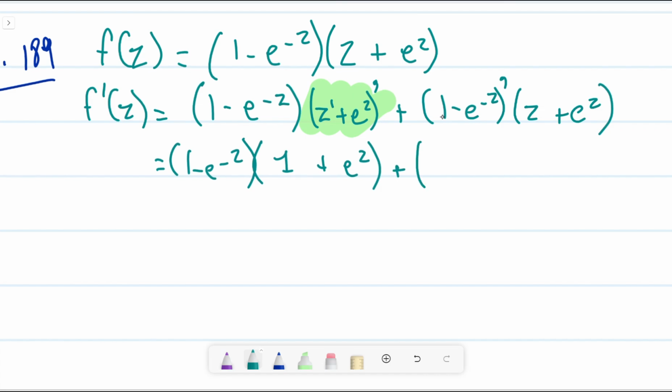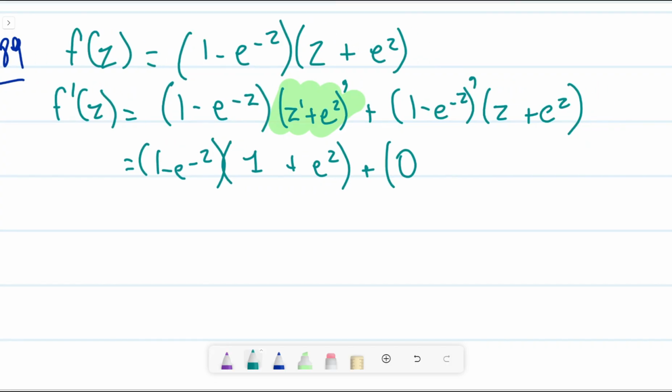Now let's find the derivative of 1 minus e to the power of -z. So what is the derivative of 1? 1 is a constant, so its derivative is 0. I don't really have to write it, but let's write it for now. So what is the derivative of e to the power of -z?